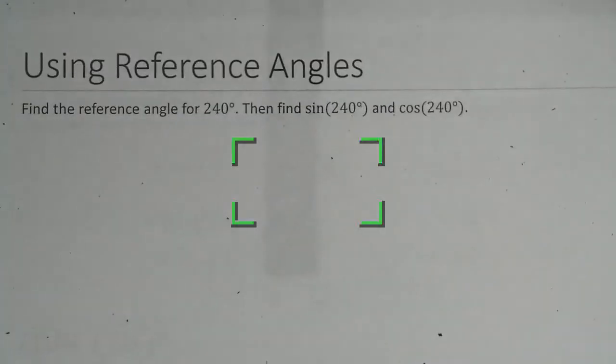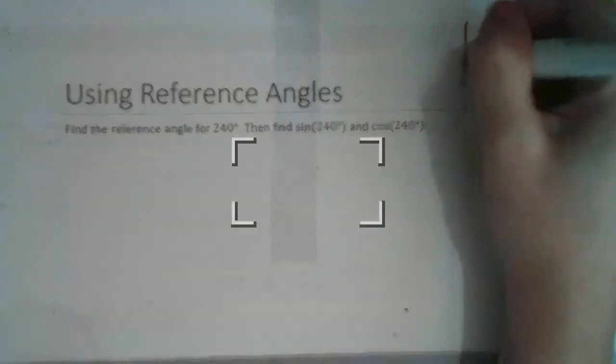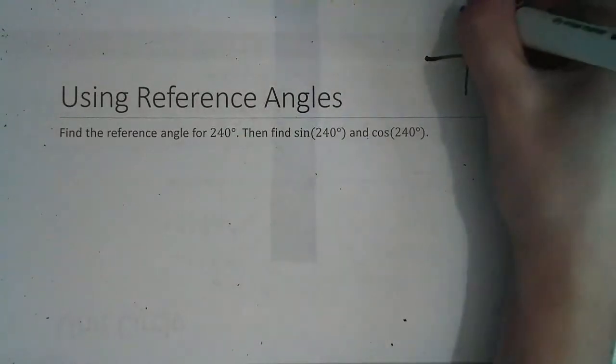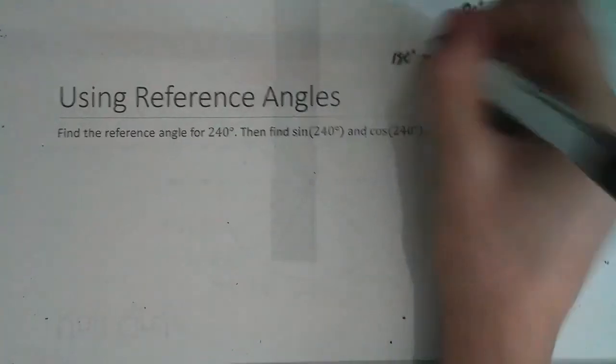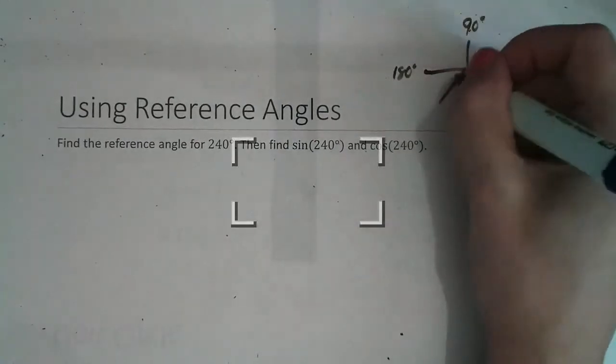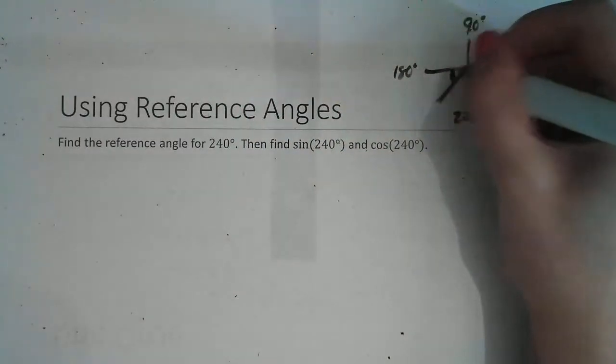It says find the reference angle for 240 degrees, then find the sine of 240 degrees and the cosine of 240 degrees. So first we need to find the reference angle. So let's see where this lines up. Well, we're thinking in terms of degrees, so this is 0 degrees, 90 degrees, 180 degrees, 270 degrees. So 240 degrees is going to be somewhere down here.